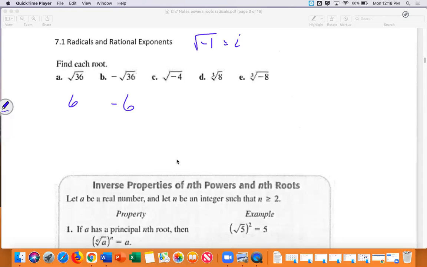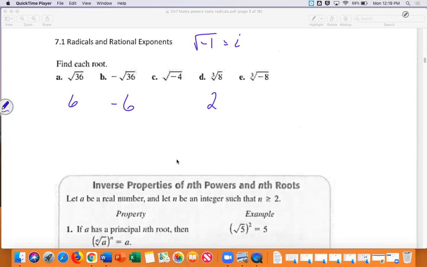What's the cube root of 8? So we're thinking, what times what gives me 8? 2, right? And now notice there is no plus or minus outside. Why? Because it can't be -2, right? -2 times -2 is 4, times -2 is -8. So my only answer for D is 2. Are you guys okay with that?